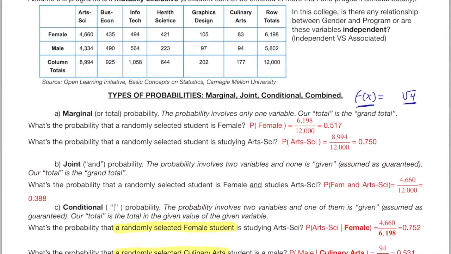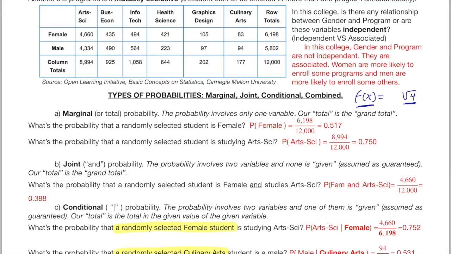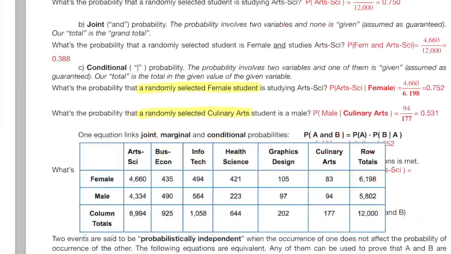You will corroborate what is already clear, that the answer to the original question is, in this college, gender and program are not independent, they are associated. Women are more likely to enroll some programs and men are more likely to enroll some other programs, even when we saw that one particular program is independent of gender.